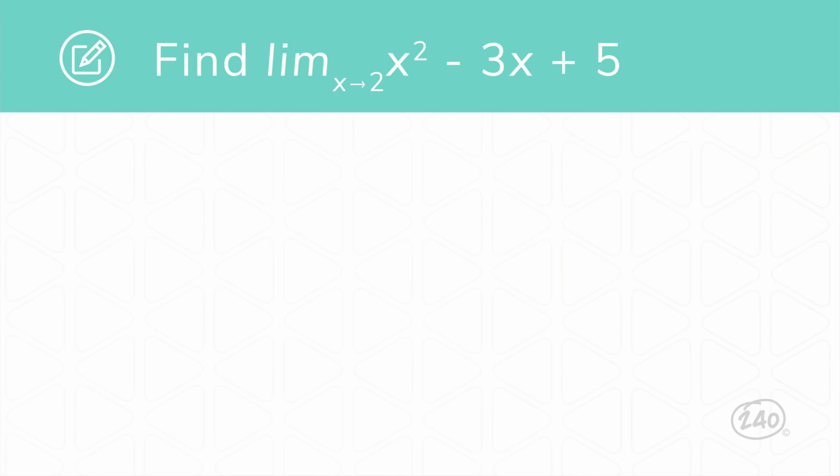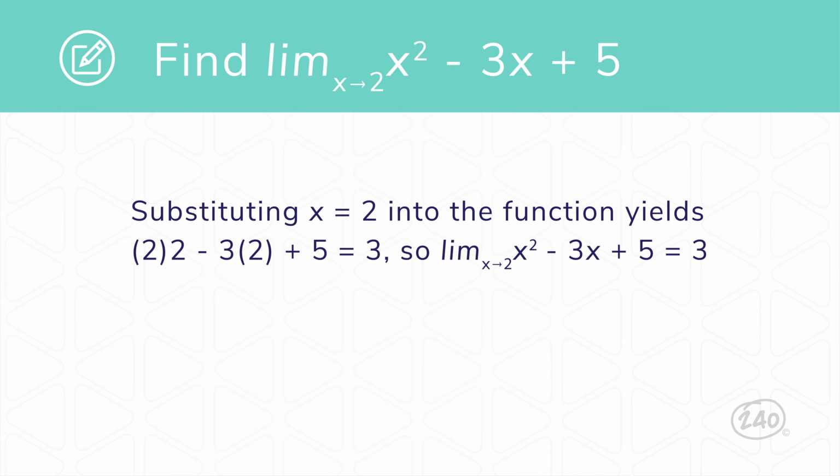Find the limit as x approaches 2 of x squared minus 3x plus 5. We substitute 2 in for x and simplify. So the limit as x approaches 2 is 3. And if you still need a little help figuring out limits because we're just scratching the surface here, you should check out our study guide. We've got a ton of practice problems you can use to hone your skills.